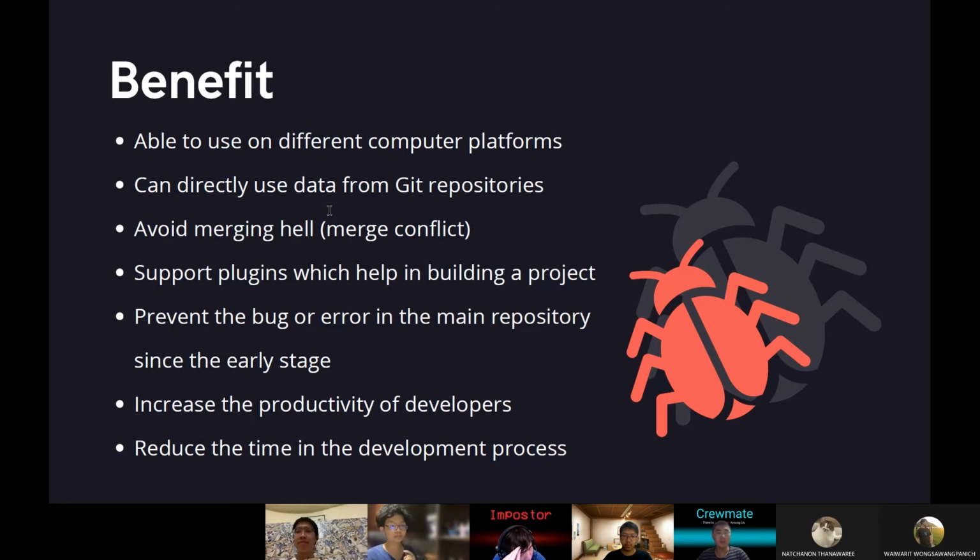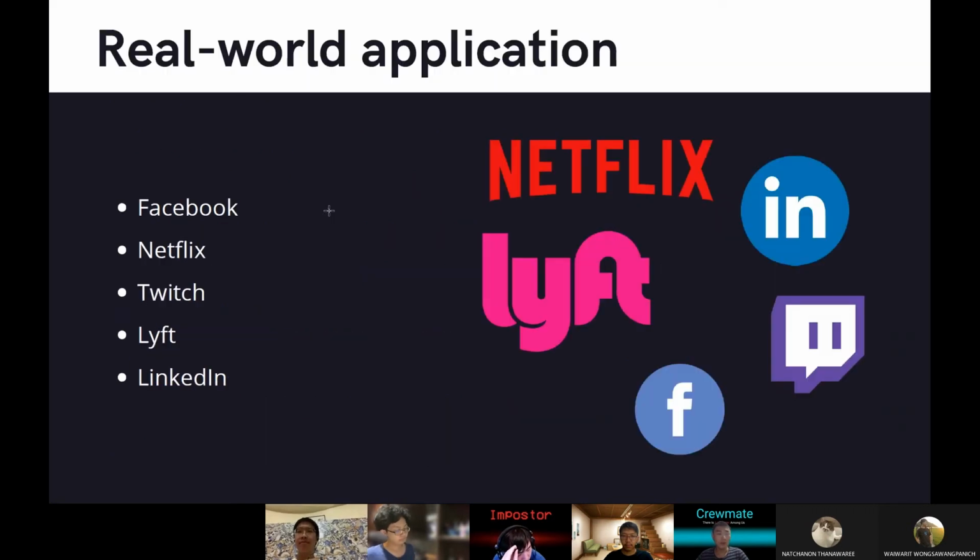The sixth one is increase the productivity of developers. The last one, reduce the time in development process. And these are the popular companies that use Jenkins in their development process. The first one is Facebook, second one is Netflix, third one is Twitch, fourth one is Lyft, and fifth one is LinkedIn. Next, Nathanon will give a demo on how to build a Jenkins project.